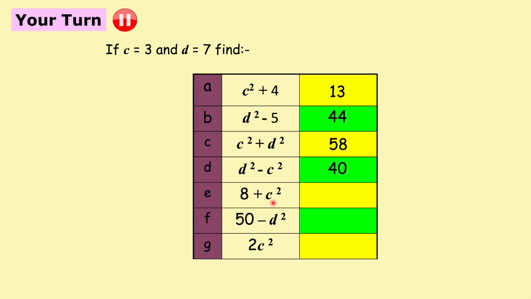a add c squared. Well, c squared is 3 squared, so a add 9 to give us 17. Question f is 50 subtract d squared. So d squared is 7 squared, so 50 subtract 49, which is 1. And then 2 times c squared, so 2c squared, that means 2 times c squared, which is 2 times 3 squared. Well, 3 squared is 9, times it by 2 to give us 18. So really well done if you got those correct, especially that last one.